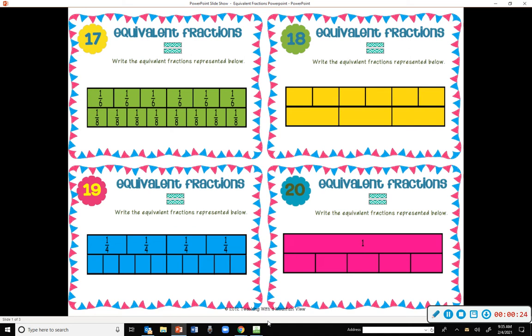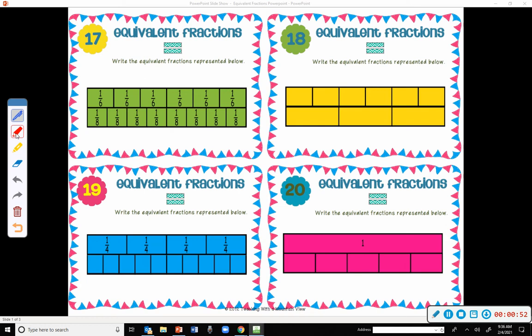So number 17 says, write the equivalent fractions represented below. So what could we do for number 17 to see what fractions are equivalent? Anybody have a guess? What do you think, Allie? Are we talking about number 18? Right here, number 17. What can I do? You both underline the top.